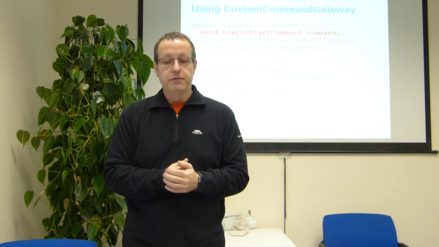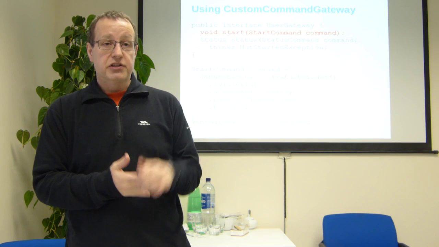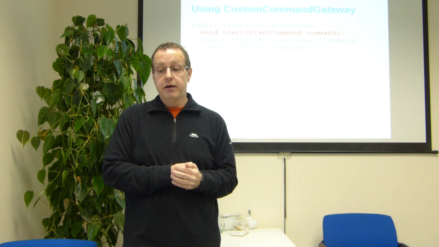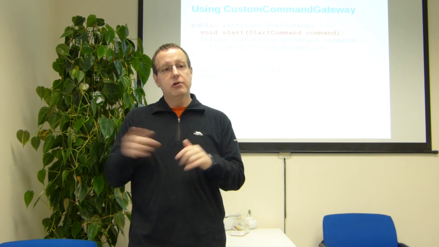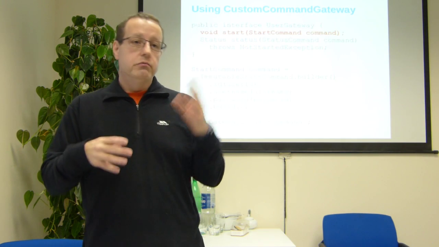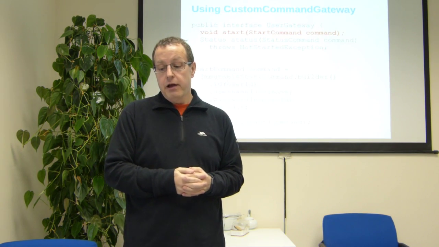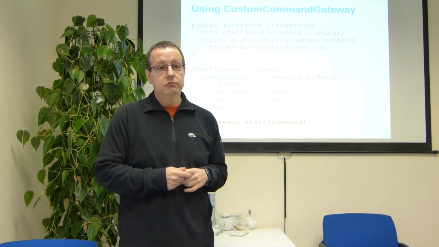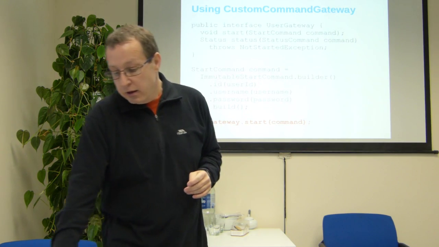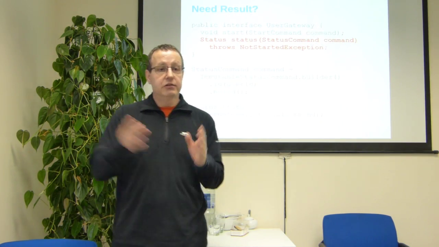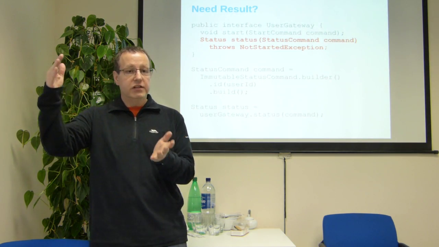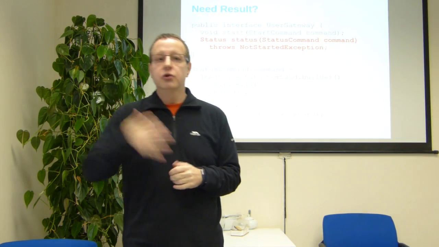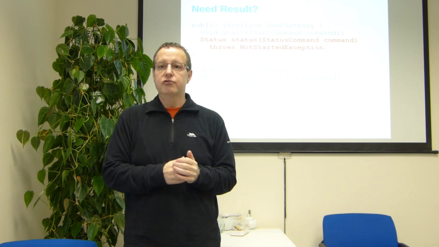So in this case, we would define an interface called UserGateway, which has a start command, so it has a void return type, so it's not waiting for anything, and it takes the strongly typed command StartCommand, so you know what's going on there, and then you just call the method as you'd expect, start with the command object. But if you want a return type, you actually can define that method. So this really just looks like any other service interface that you would define, that you'd call from your, say, REST client controller.